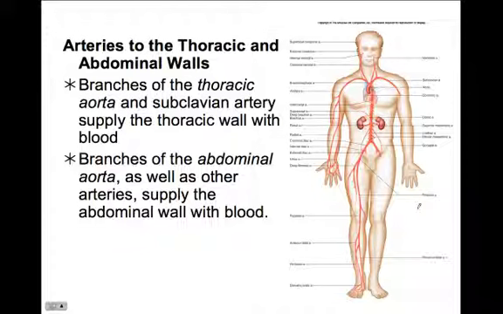Now let's look at arteries to the thoracic and abdominal walls. Branches of the thoracic aorta and the subclavian artery supply the thoracic wall with blood. Branches of the abdominal aorta, as well as the other arteries, supply the abdominal wall with blood. That is, the walls of the cavity, as opposed to the organs inside the cavity themselves. You don't need to know the names of each of these branches, but just be aware of how those body walls get their blood supply.